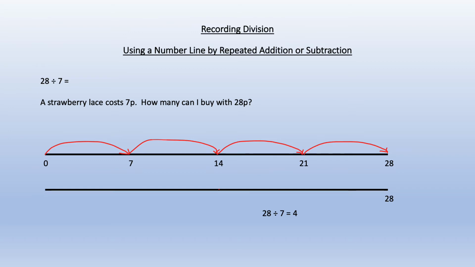We can also do it as repeated subtraction, where we start at our target number, 28 in this case, and jump down. So we jump down to 21, 14, 7 and 0.